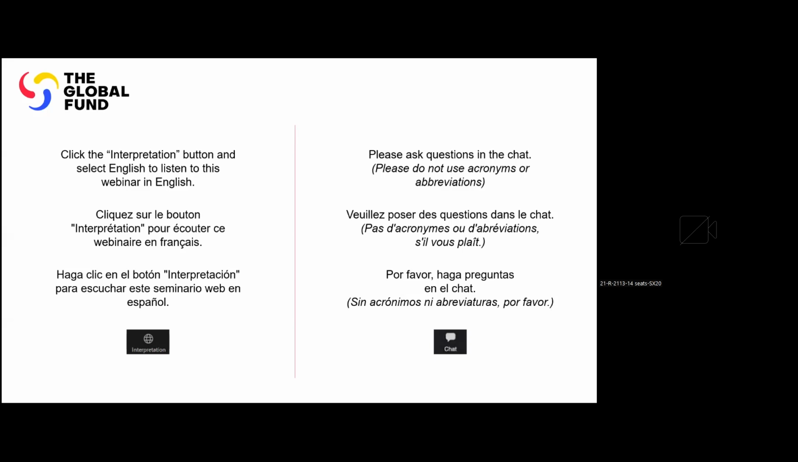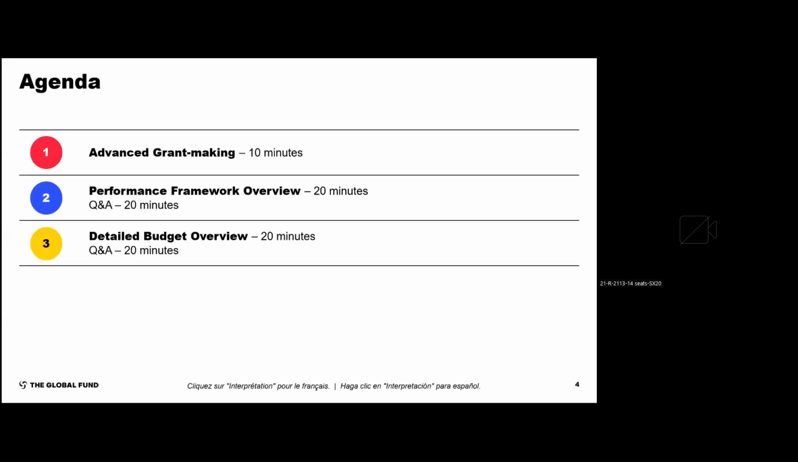Now, for today's session, if we can go to the next slide, please. There are three sections: advanced grant making, the overview of the performance framework, and the overview of the detailed budget. The time allotted for each session is listed here, and the questions and answers will follow the performance framework and detailed budget presentations. I'll now hand over to our first presenter, Colin Brewer from the Operational Efficiency team, who'll go into our first section of advanced grant making.